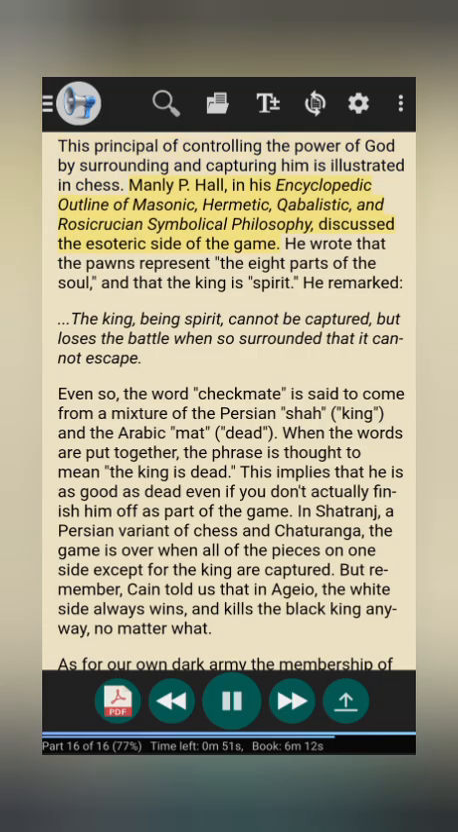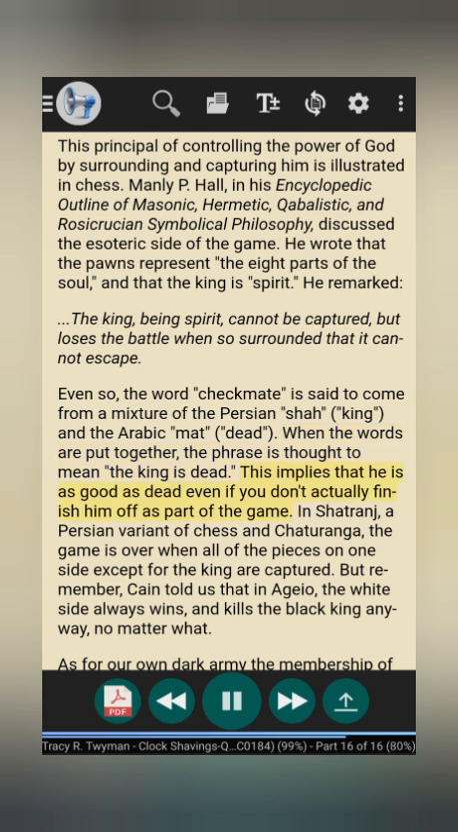Manly P. Hall, in his encyclopedic outline of Masonic, Hermetic, Kabbalistic, and Rosicrucian symbolical philosophy, discussed the esoteric side of the game. He wrote that the pawns represent the 8 parts of the soul, and that the king is spirit. He remarked, "The king, being spirit, cannot be captured, but loses the battle when so surrounded that it cannot escape." Even so, the word checkmate is said to come from a mixture of the Persian shah, king, and the Arabic mat, dead. When the words are put together, the phrase is thought to mean, "The king is dead."